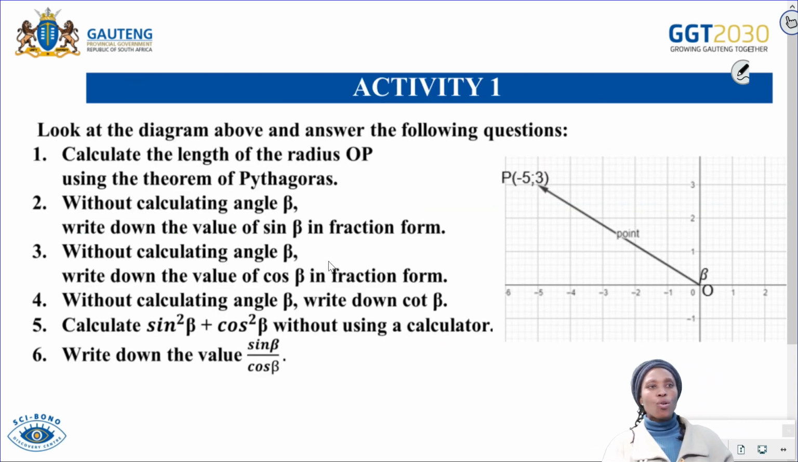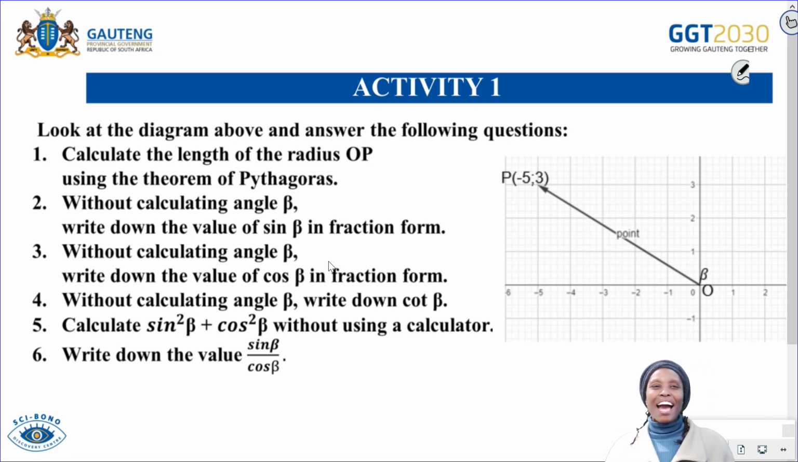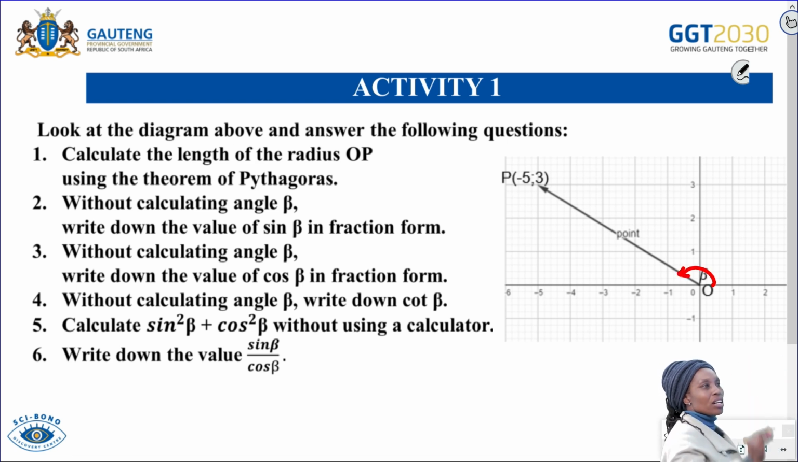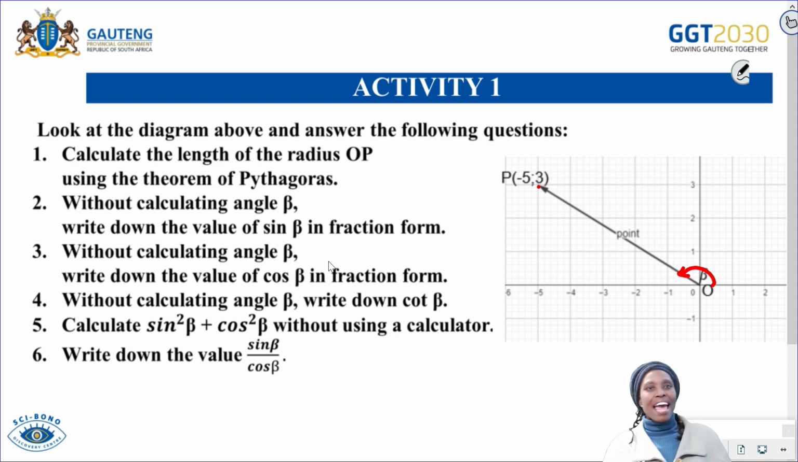Okay, now let's look at the activity. Activity 1 that is given to us. They say, look at the diagram above and answer. In fact, it's next to the question. That diagram is given with our angle beta and a point P. Can you see our angle? We have our angle moving in an anti-clockwise direction. So I have the coordinates of my point P over there as -5 and 3.